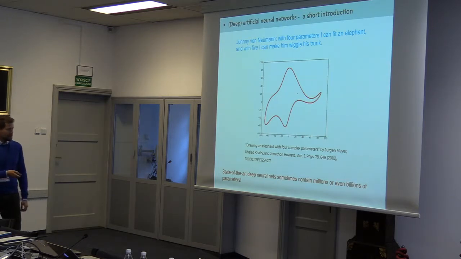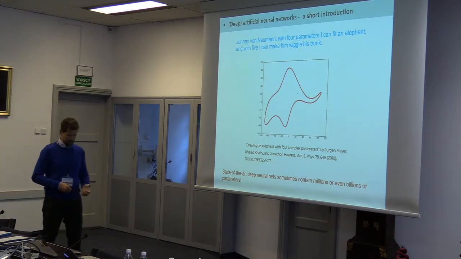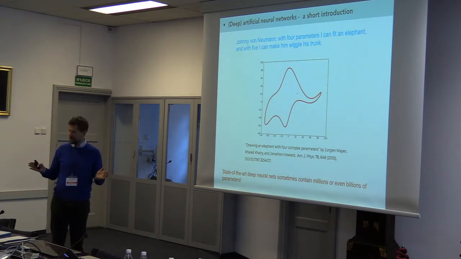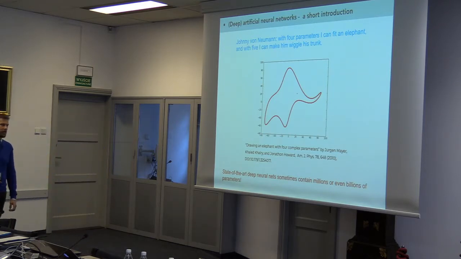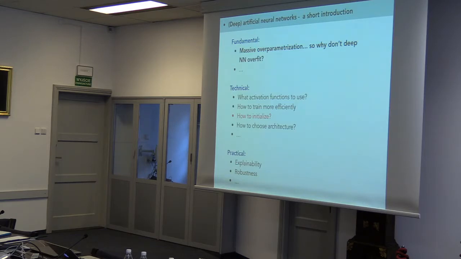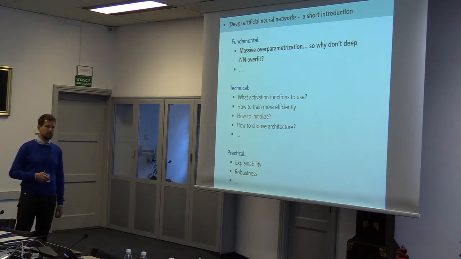And of course, the state-of-the-art deep neural networks that are used today can have millions or even billions of parameters. So the deepness helps, right? The fact that you have many layers and they're wide, it helps, but there is a fundamental problem with that, and it's one of the open questions to some extent in deep learning. So you have massive over-parameterization. So why don't these neural networks overfit?